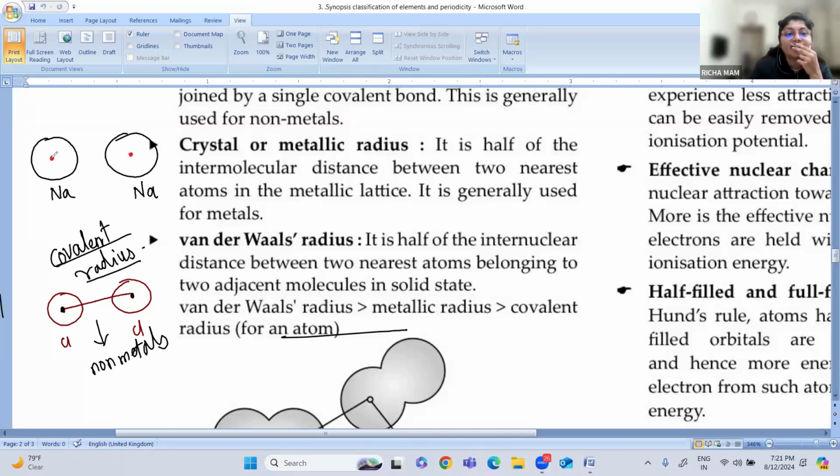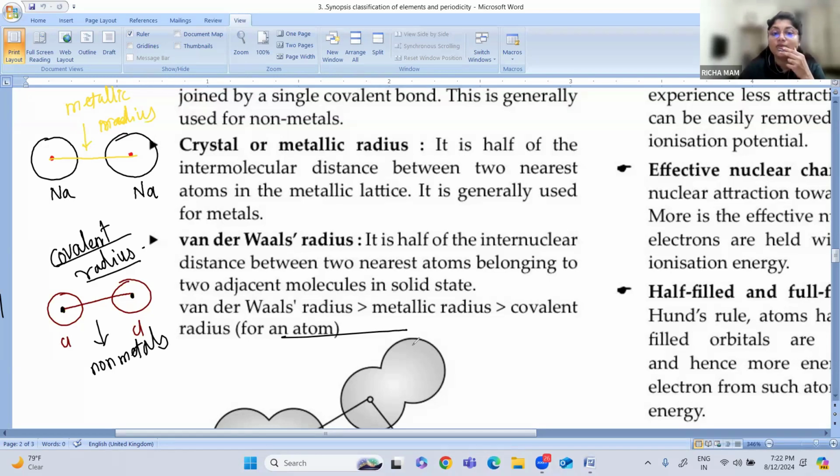It is half the intermolecular distance between the two nearest atoms. So this is a metallic radius, where it is present in the metals. I hope these two are understood.